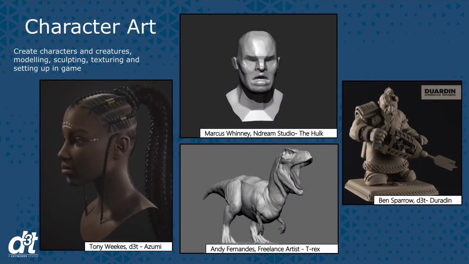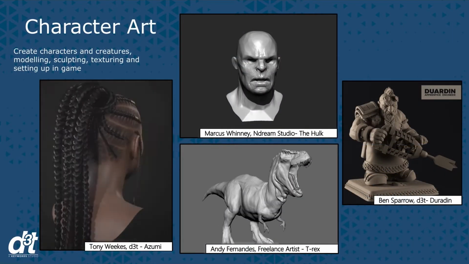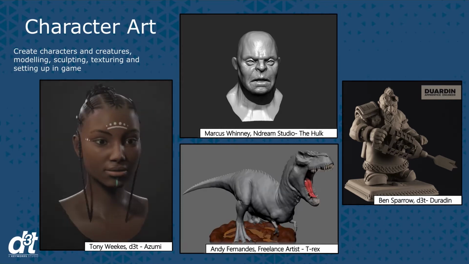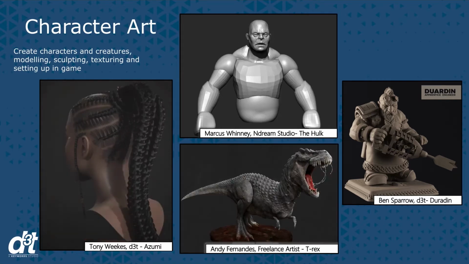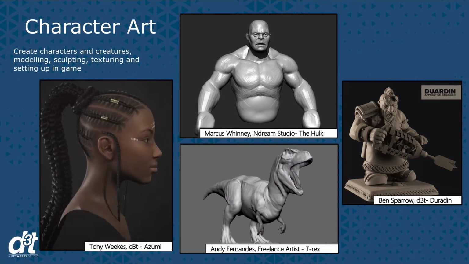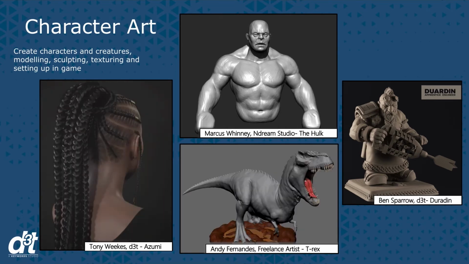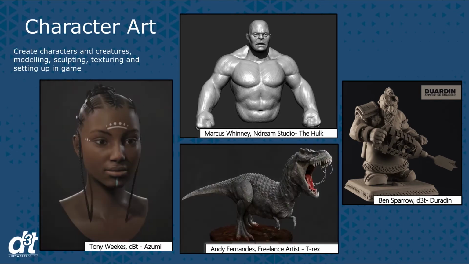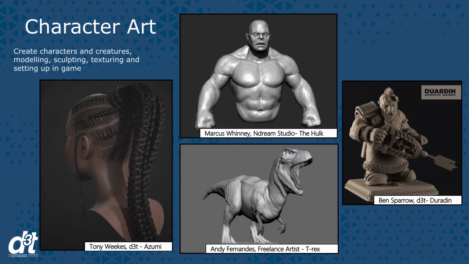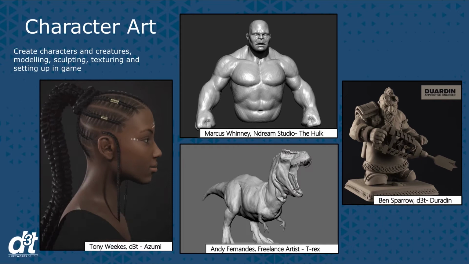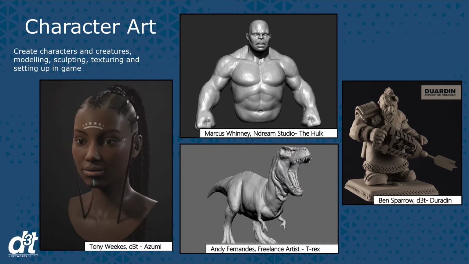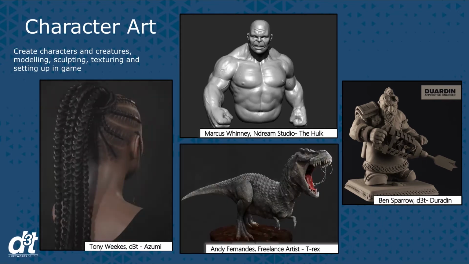So next is character art. Character artists specialise in modelling and sculpting characters as well as creatures in games. They typically use a program called ZBrush that you can see being used there in the middle to create the T-Rex and the Hulk, which is essentially like using real clay to create organic shapes, but just digitally. They can also be responsible for creating hair as well as any clothes or accessories that a character might need.